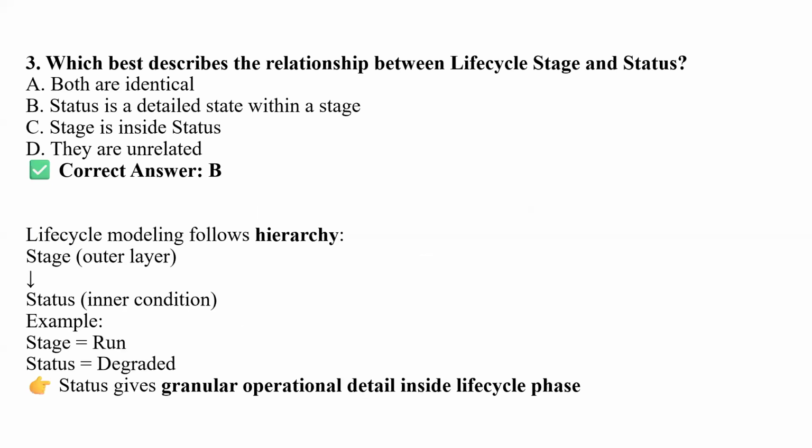So the hierarchy includes stage. Stage is the outer layer, then status is the inner condition. So first is the stage, then status. For example, stage is run, status is degraded. So status gives the granular operational detail inside the lifecycle phase. Stage is the outer layer, status is the inner condition.